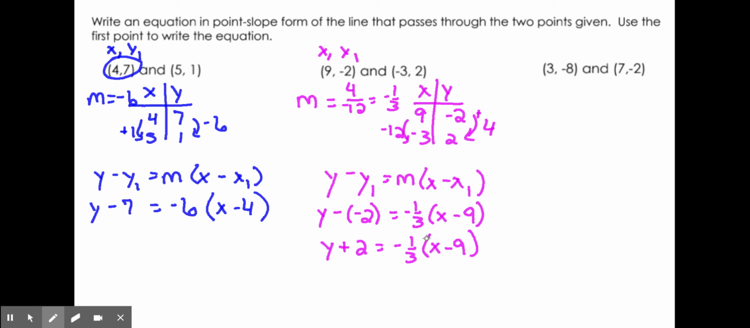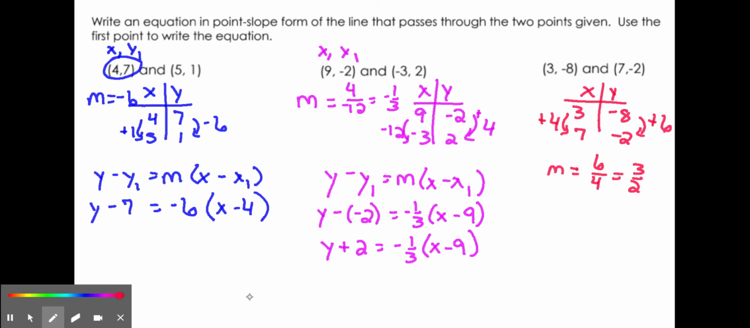This time the points are 3, -8 and 7, -2. The first thing I want you to do is find the slope of the line that goes through these points. I got the slope was 3/2. Check your work and make sure you got that correct, and see if you need to make any corrections. And again, using the first point, write the equation of this line in point slope form.